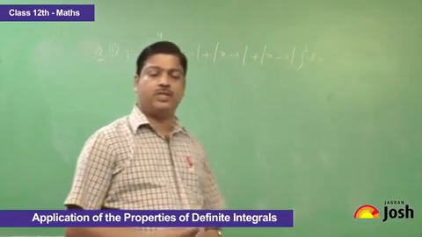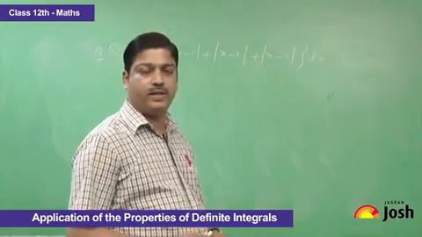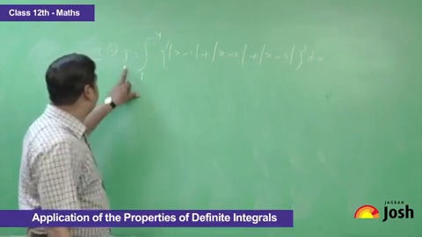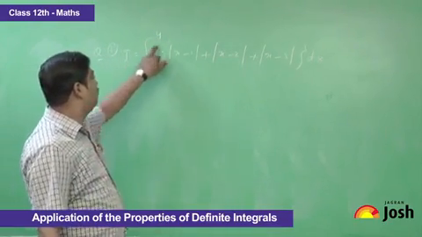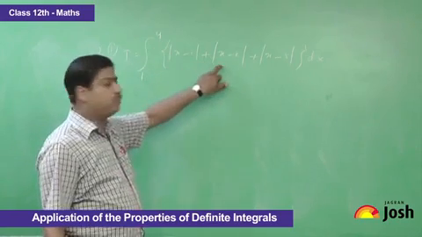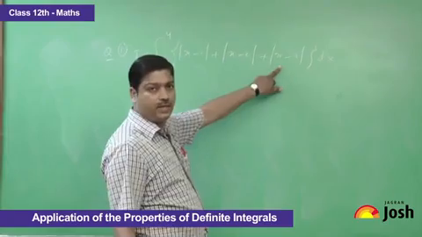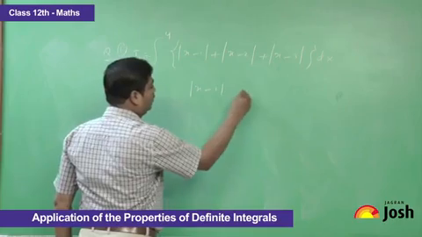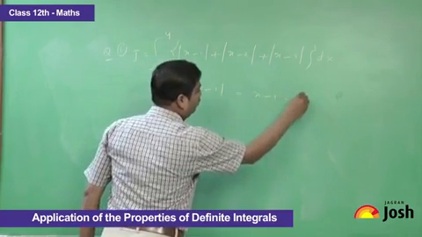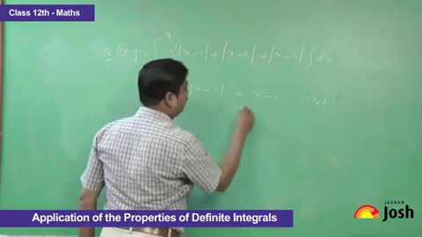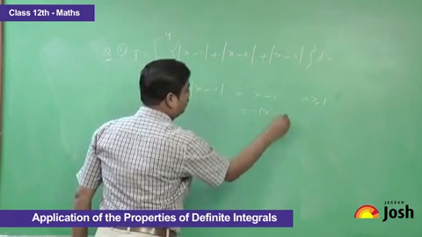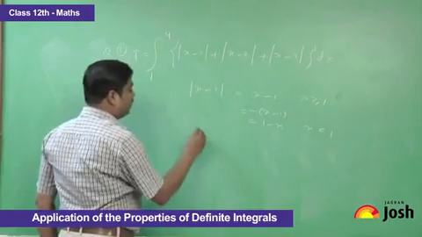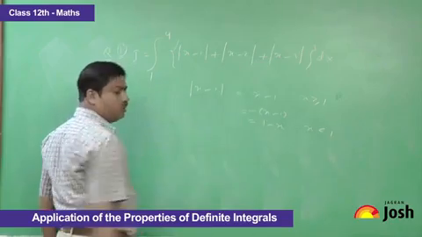Let us take some questions based upon the properties of definite integral that we discussed last time. Let us integrate the function from 1 to 4 of modulus x minus 1 plus modulus x minus 2 plus modulus x minus 3. We know that modulus of x minus 1 is equal to x minus 1 for x greater than or equal to 1, and is equal to minus of x minus 1, that is 1 minus x, when x is less than 1. Similarly for the other functions.